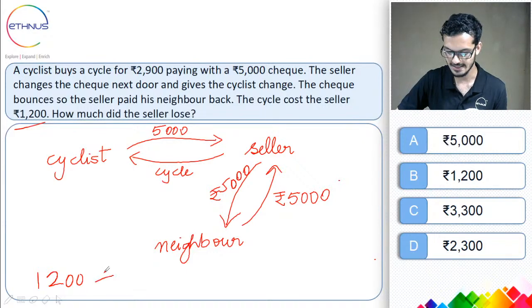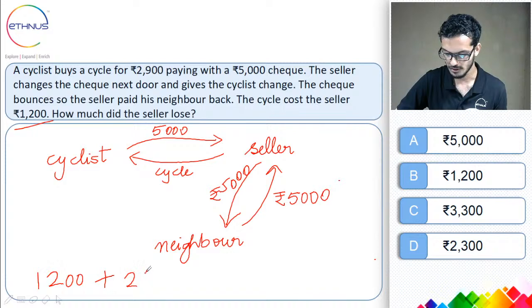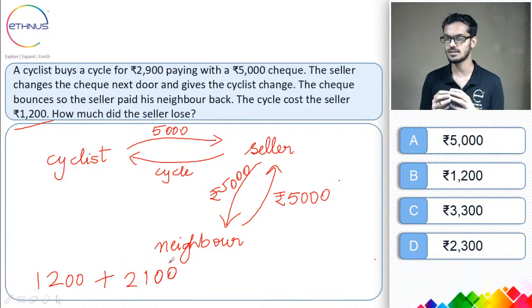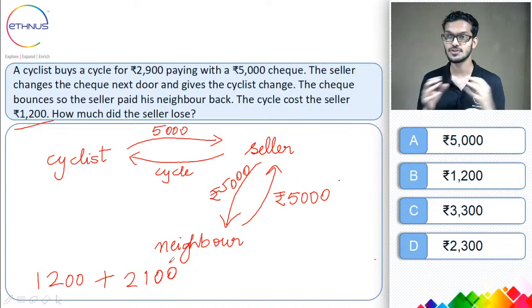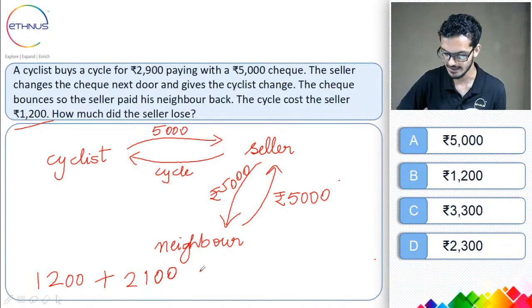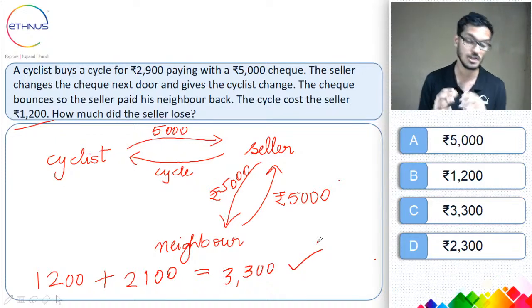So along with the cycle price of 1,200, he'll also be losing the remaining amount, that is 2,100. I'm sorry, it's not 21,000, it's 2,100, which he will be spending from his pocket. So this is a loss that the seller will be having. So total loss here, if I add it up, will be 3,300. So 3,300 is the correct answer. This is a loss for the seller.